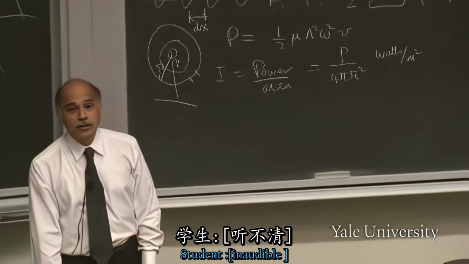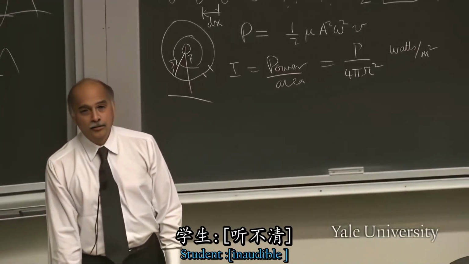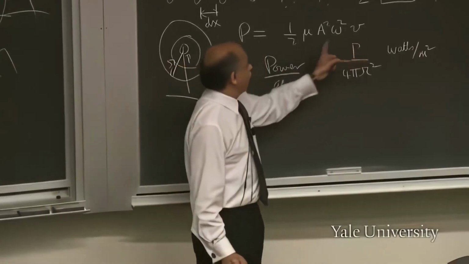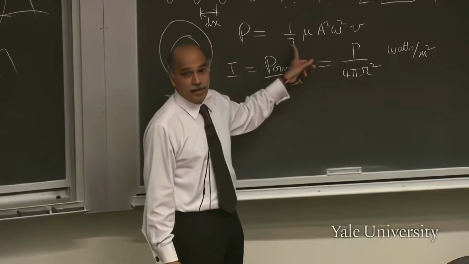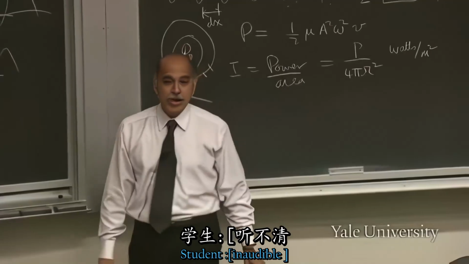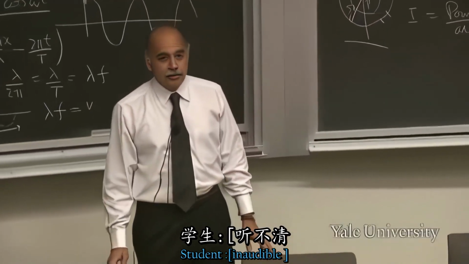Yes? The P equals half mu a squared omega squared v. Does that require a T at the end? This one? What else do you think it should have? Should have a T at the end. T for time period? Why? Just because that's energy per length, and you're multiplying by.